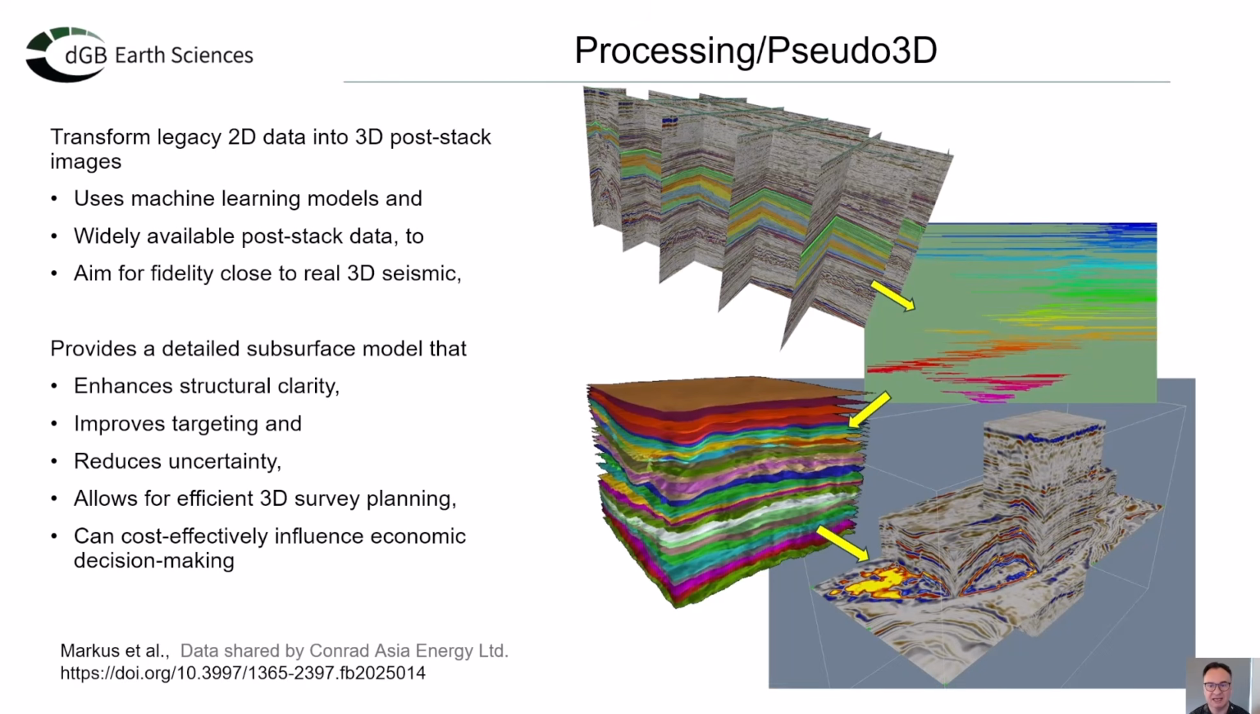So looking at processing, including pseudo 3D in this. We can use machine learning to transform legacy 2D data into 3D post-stack images. Using machine learning models and widely available post-stack data, we aim for fidelity close to real 3D seismic. And we want to provide a detailed subsurface model that enhances structural clarity, improves targeting, reduces uncertainty, and allows for efficient 3D survey planning, and can help us cost effectively influence economic decision making.